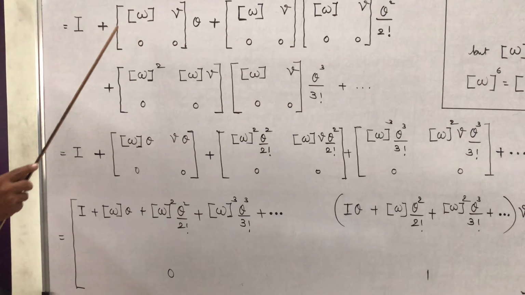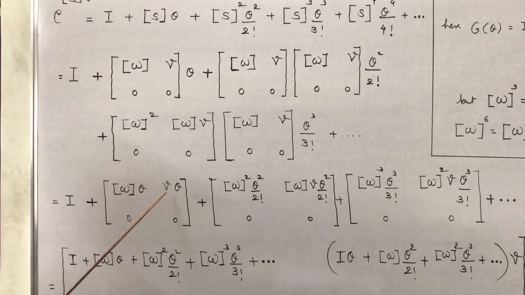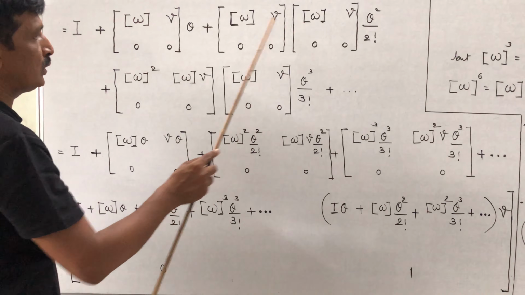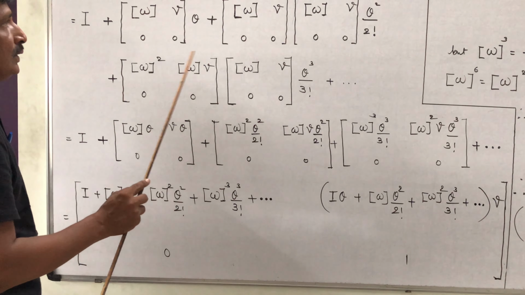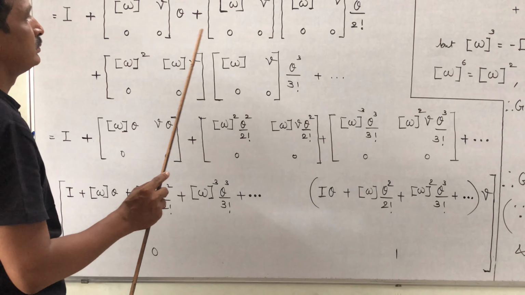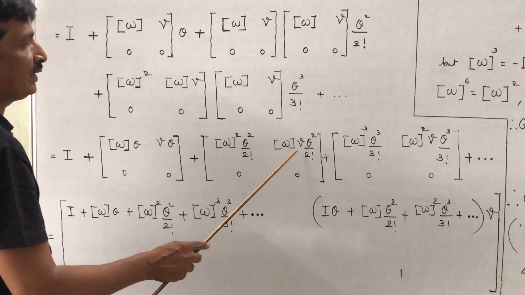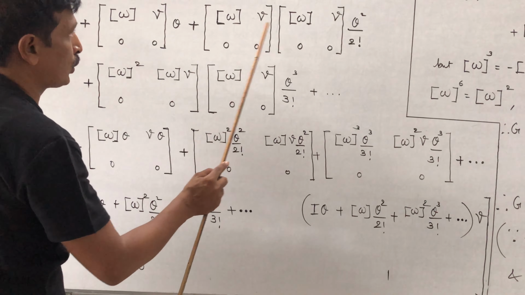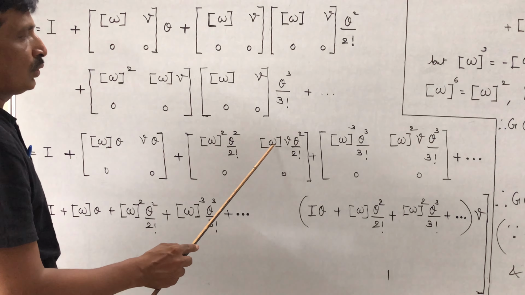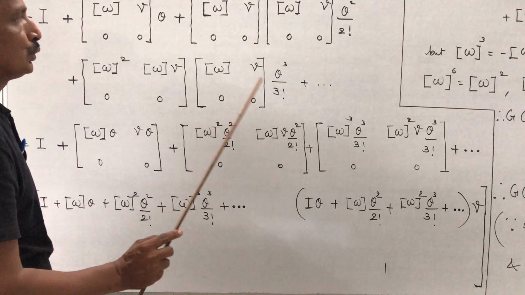I as it is. Now theta multiplying: omega theta, v theta, 0, 0. The product of these two is this. So this one is omega square theta square by 2 factorial and this one omega v theta square by 2 factorial, because of the product of these two matrices I have written here. So we can write omega v theta square by 2 factorial, 0, 0.